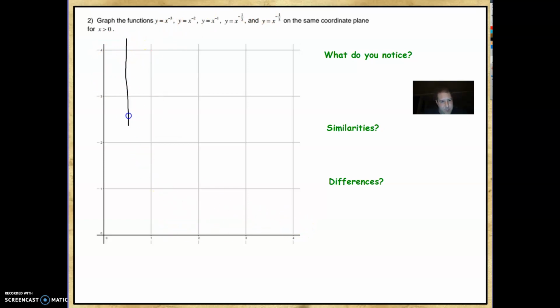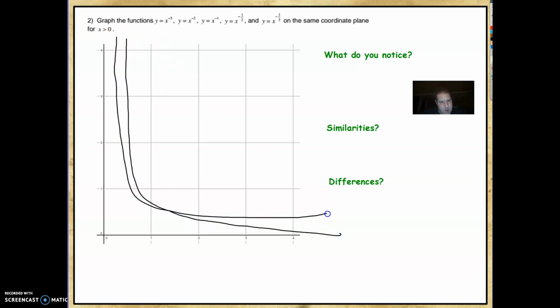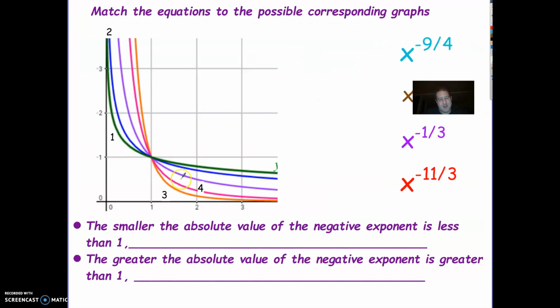So -3 is going to curve something like this. -2 is going to curve a little bit like this. 1/2 and 1/3, so 1/2 is a little bit bigger, so it's going to curve closer, further up, and -1/3 is going to be the closest. Now, that's just me rough sketching it. Now, actually, I'm going to show you what it's going to look like. It's a much better map of what I just did a second ago.